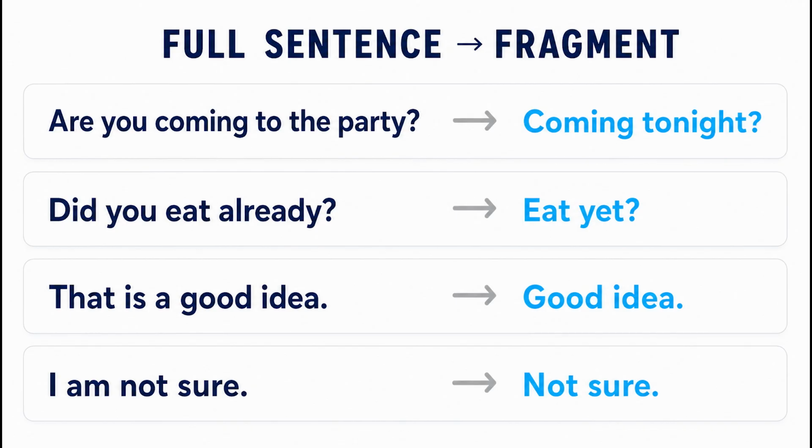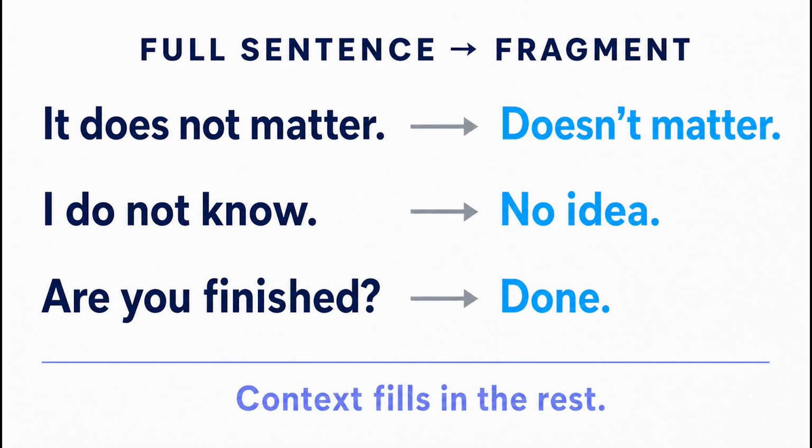Are you coming to the party? Coming tonight? Did you eat already? Eat yet? That is a good idea. Good idea. I am not sure. Not sure. It does not matter. Doesn't matter. I do not know. No idea. Are you finished? Done. You don't have to finish the subject and the verb every time. In casual speech, the context fills in the rest.